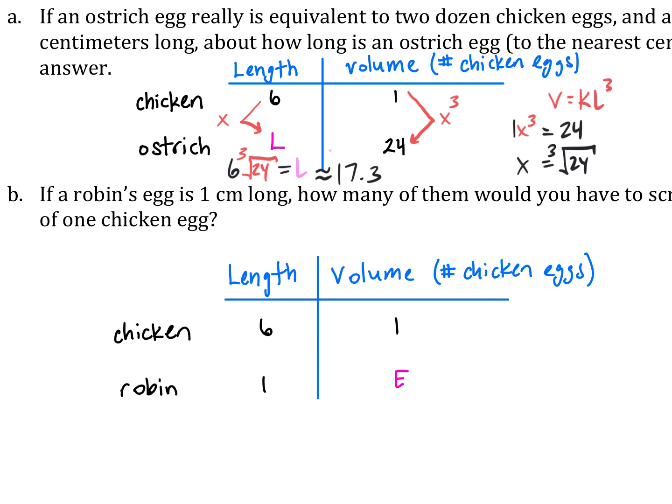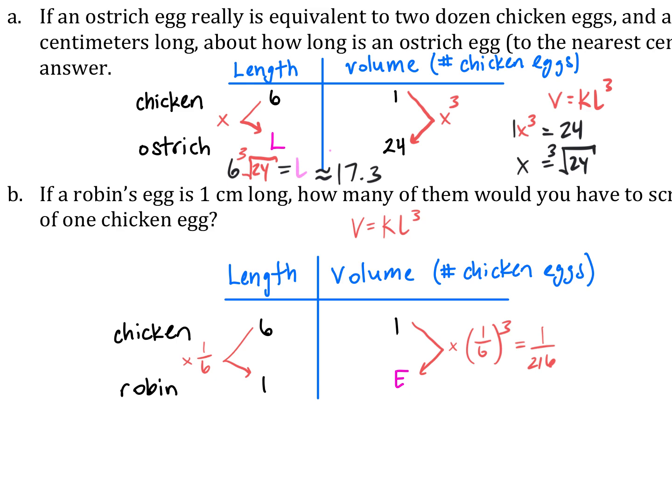So it's that multiply property. We know we're going to multiply, right? And how do we get from 6 to 1? Well, we're multiplying by 1/6. So using that multiply property, and remember, volume is directly proportional to the cube of our length, all we have to do is multiply 1 by 1/6 to the 3rd power, which is really just 1 over 216. All right, so a robin's egg is 1/216th of a chicken egg.